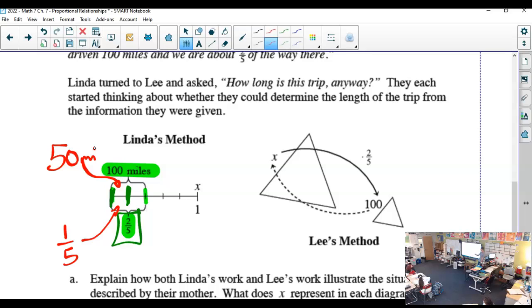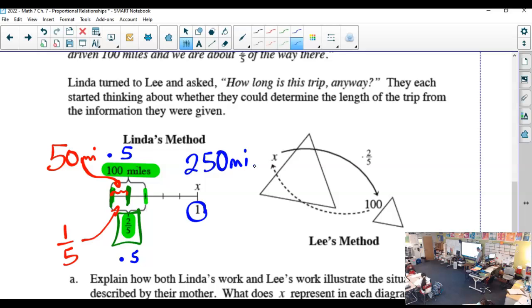So then, what would you do with that, Mia? Then, since this region would need to be multiplied by 5 to get the whole thing, we can do times 5. And that would work on the bottom, right? 5/5 would make the whole trip. So how many miles would that be? 250 miles. Questions on that strategy?